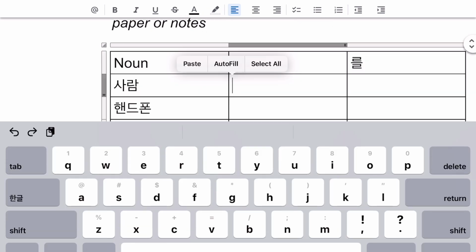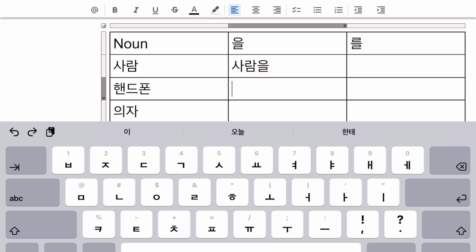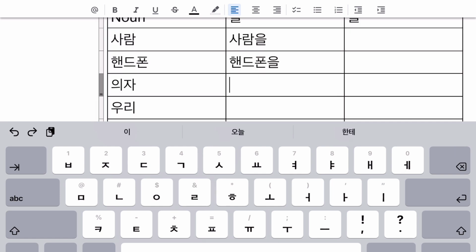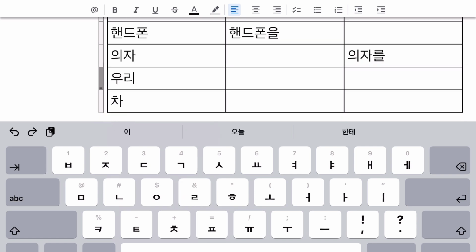So 사람, the last letter is ㅁ, 미음, so that's our consonant. It's going to be 사람을. Okay. 핸드폰, the last letter is 니은, that ㄴ, that also will be the same thing. 핸드폰을. 의자, the last letter is ㅏ, that's a vowel. So 의자를. 우리, the last letter is ㅣ, 우리를. And 차 also ends with ㅏ, 차를.